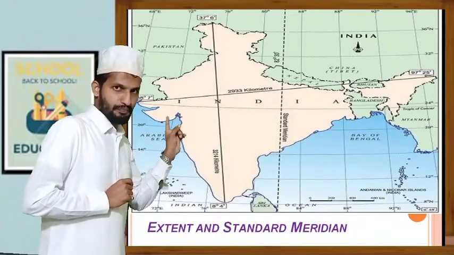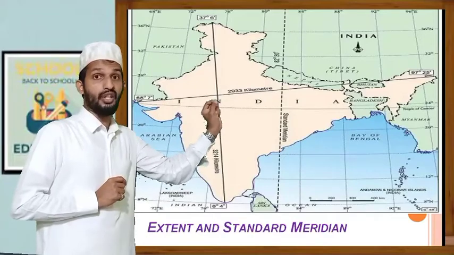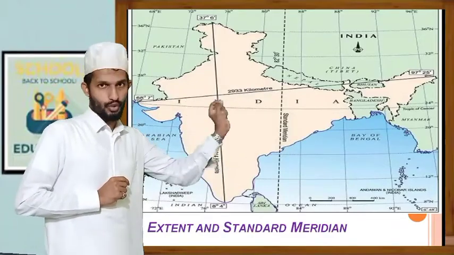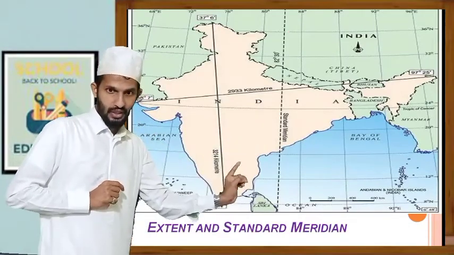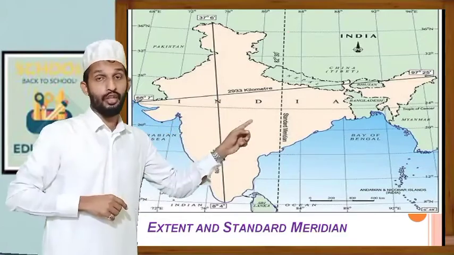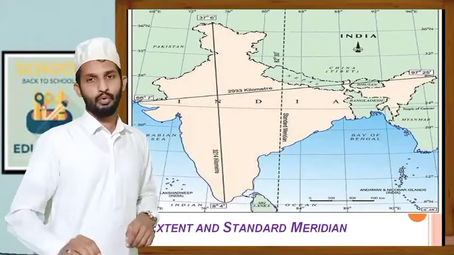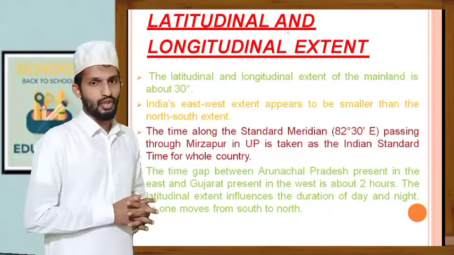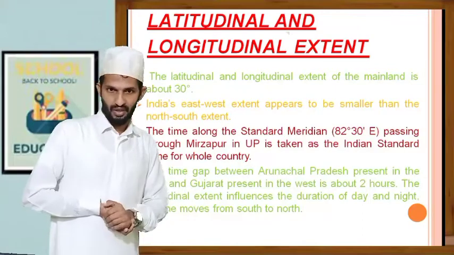From Gujarat, we can calculate that 82.30 is the longitude. Longitude 82.30 passes through Uttar Pradesh. The place is Mirzapur district. So we can study about the latitudinal and longitudinal extent of India.